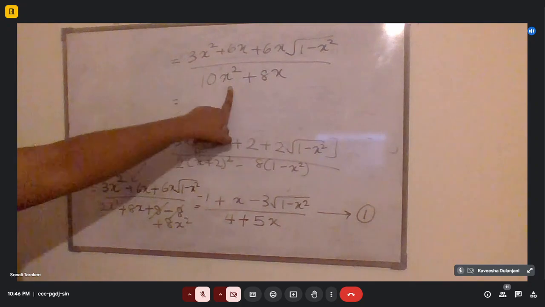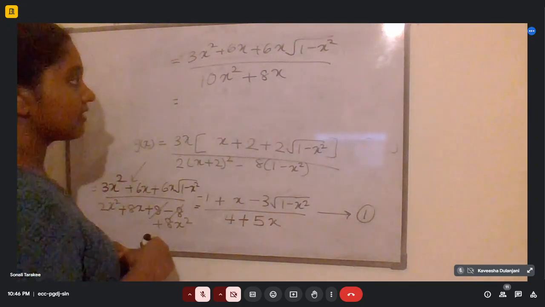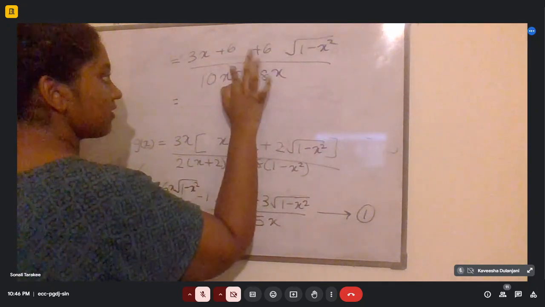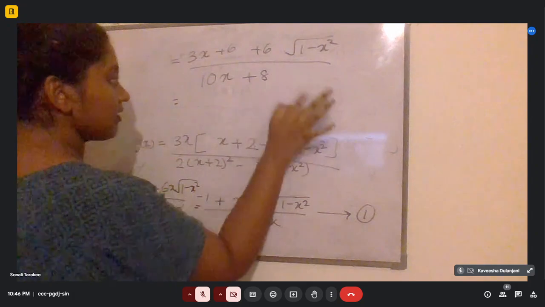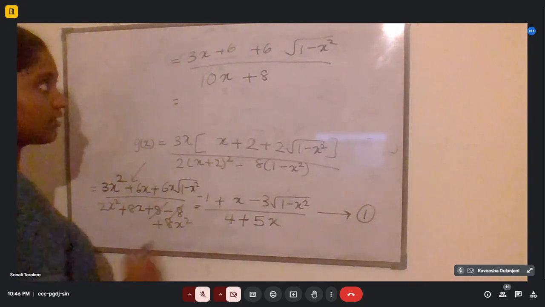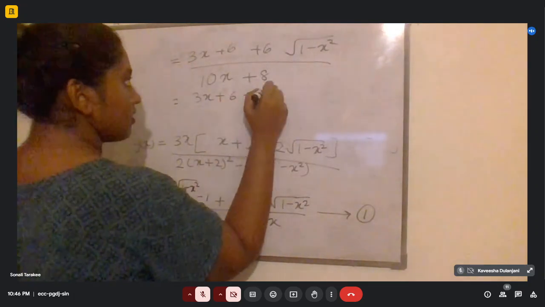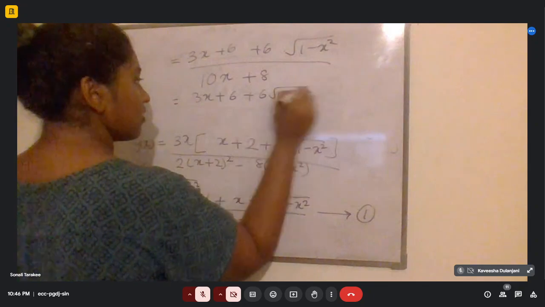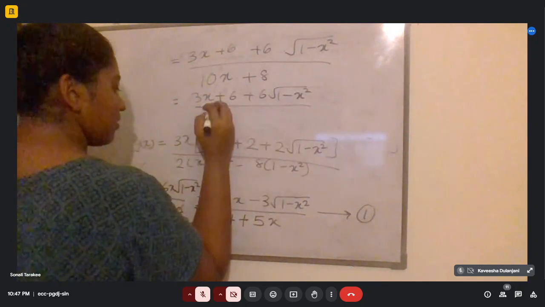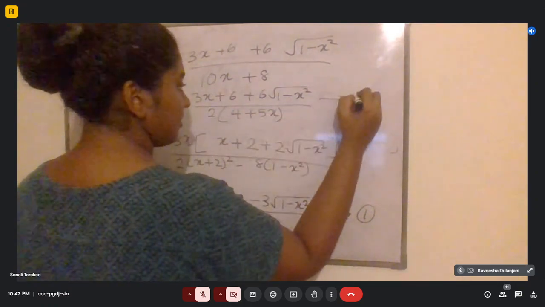Here you can divide everything by x. You can cancel x here. So here x is cancelled. And in the denominator, I can take 2 out. I'll take this one as equation 2.